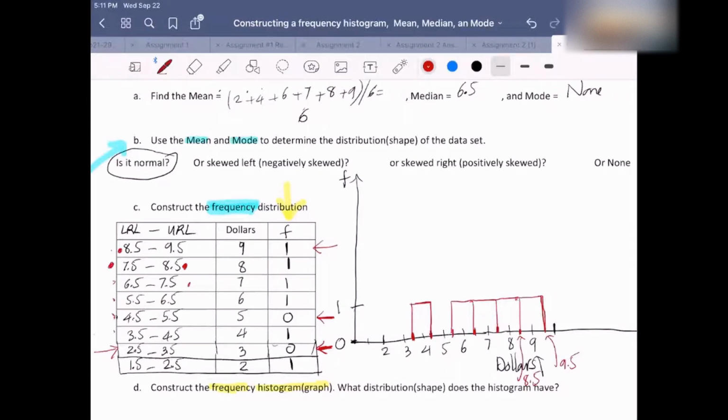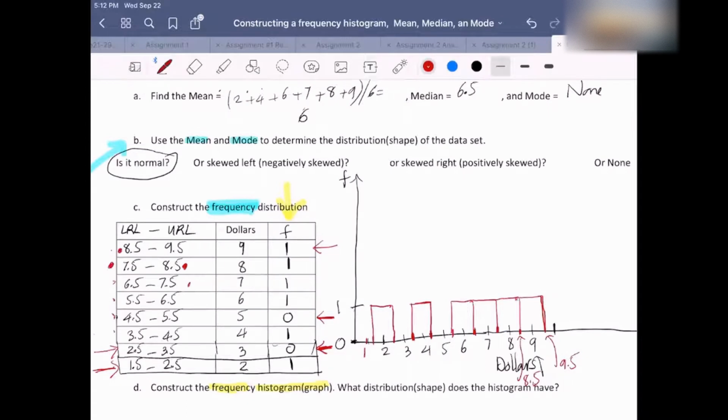But for the last one, the frequency is 1, and it starts from 1.5. 1.5 is here, okay? You can list the 1 here. 1.5 to 2.5 is between 2 and 3, so it's going to be like this. And it should have the same height as the other bars as well, since the frequency of it is 1. So all the bars have a frequency, or height, of 1.